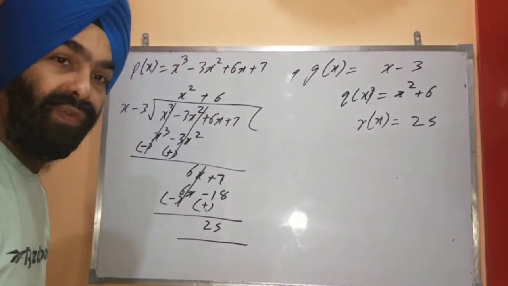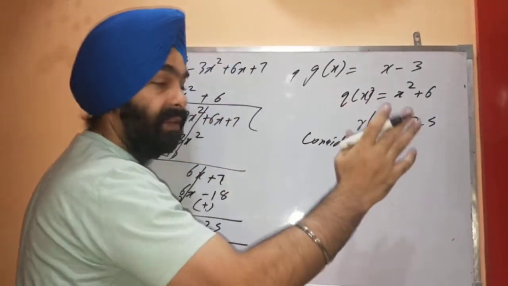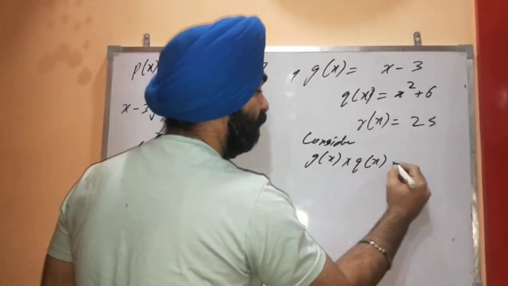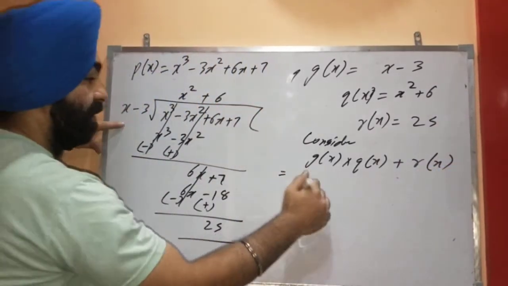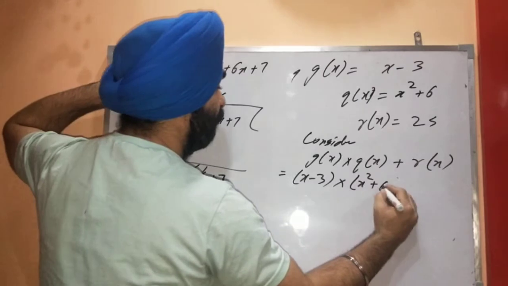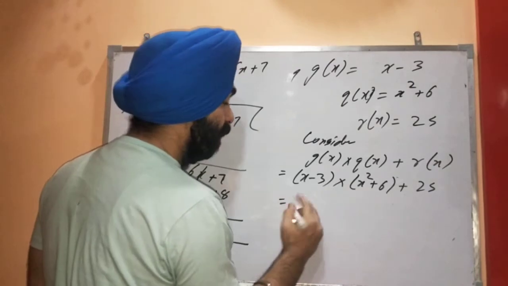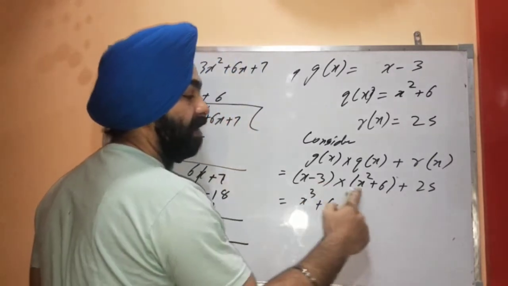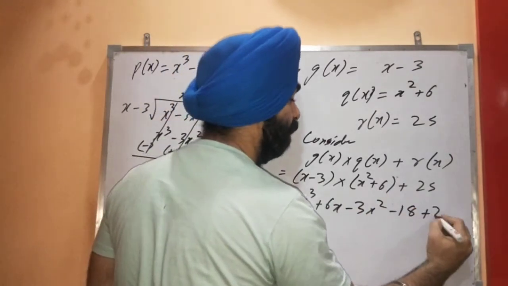Now in order to verify the division algorithm, I'm going to take the right hand side of the division algorithm, which was G(x) into Q(x) plus R(x). Now I'm going to substitute the values. G(x) is x minus 3, Q(x) is x square plus 6, and R(x) is 25. Now we are going to multiply these two brackets. x with x square is x cube, then x with 6 will be 6x. Now minus 3 with x square will become minus 3x square, then minus 3 with 6 will become minus 18.